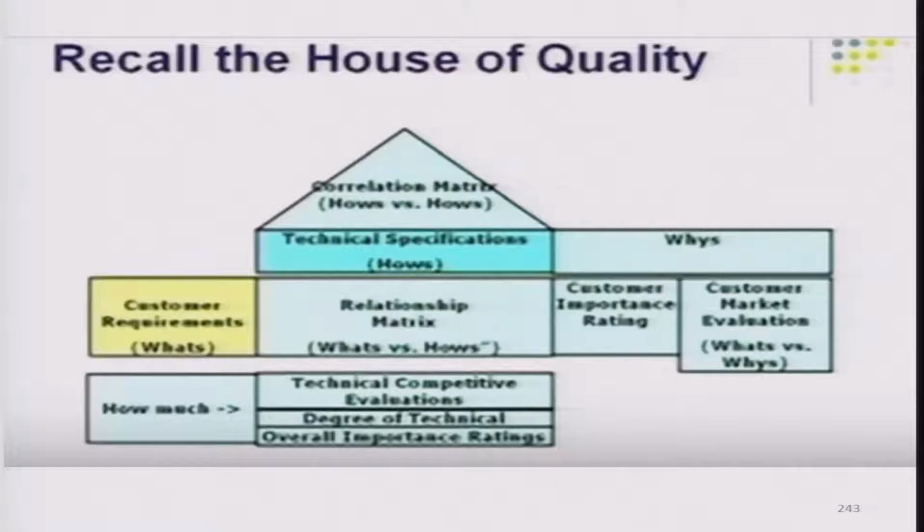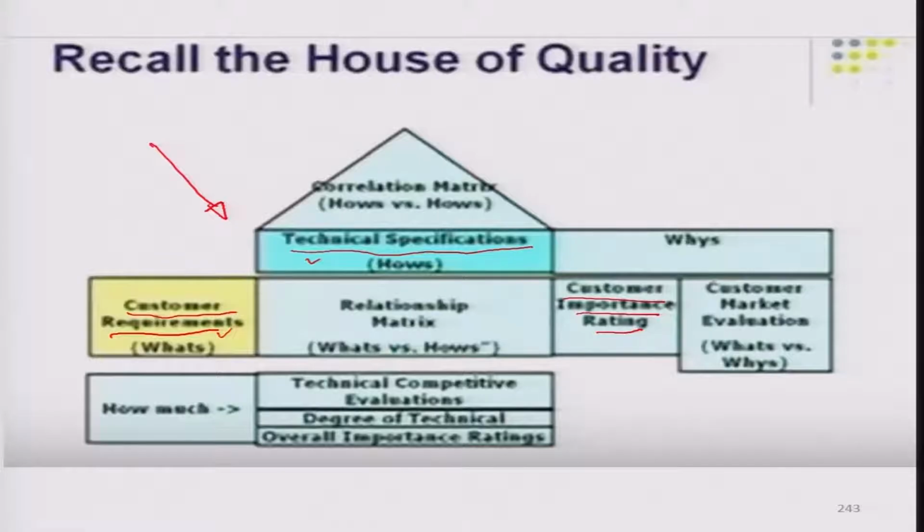So let's just expand the House of Quality matrix a little more. The whats are typically the customer requirements about a process or a product. The hows are the technical specifications which will take you to satisfying some of the requirements. The whys are the importance ratings. All the requirements may not be as important to the customers, and there may be some variation in the level of importance. There must be some requirements which are the most important requirements.